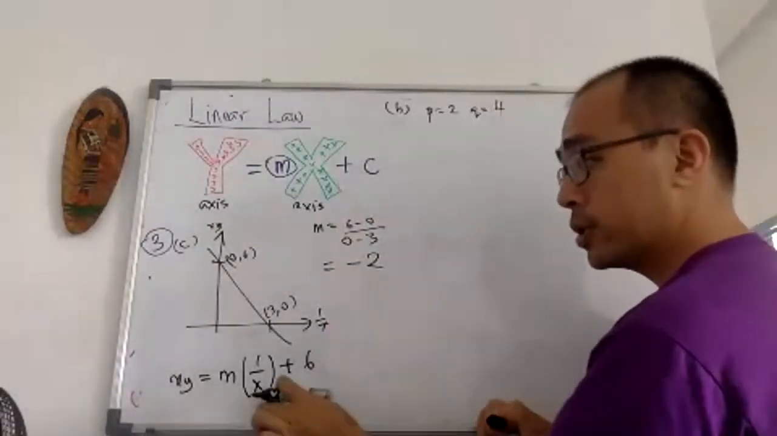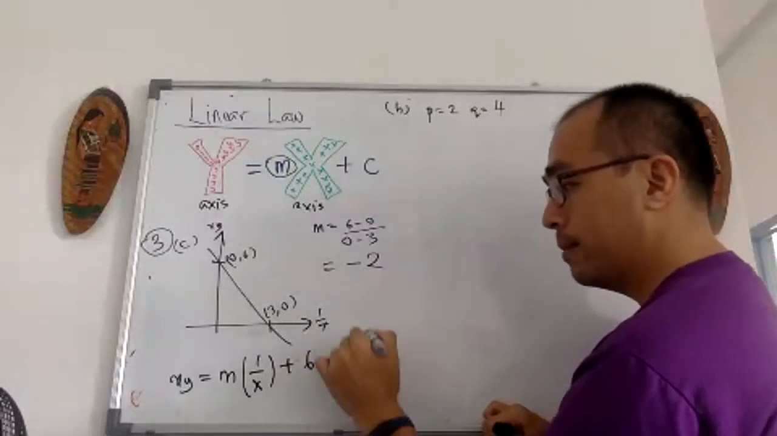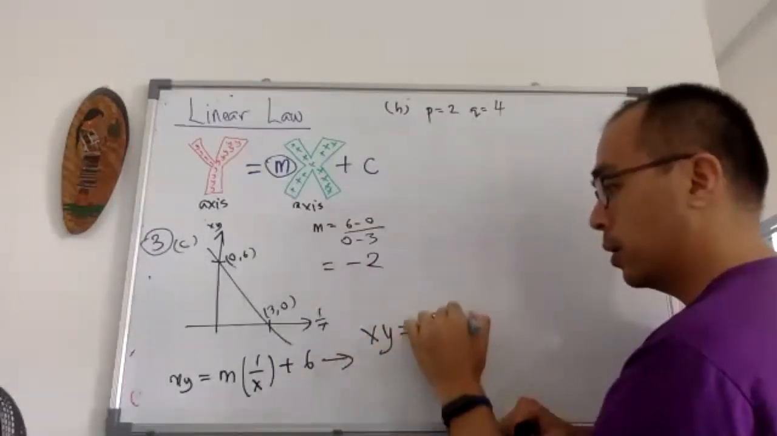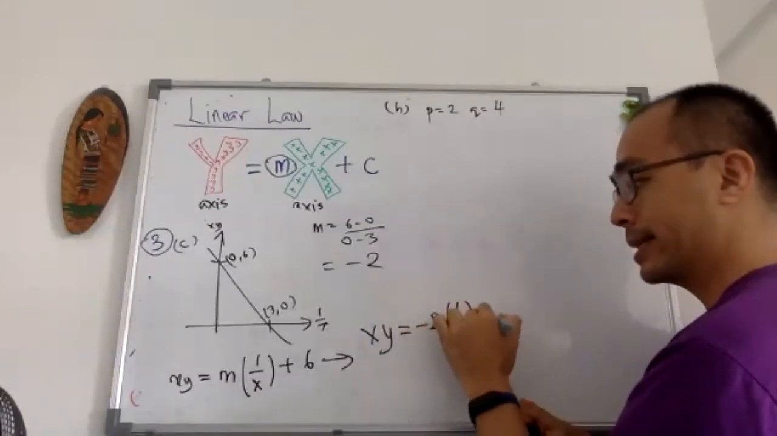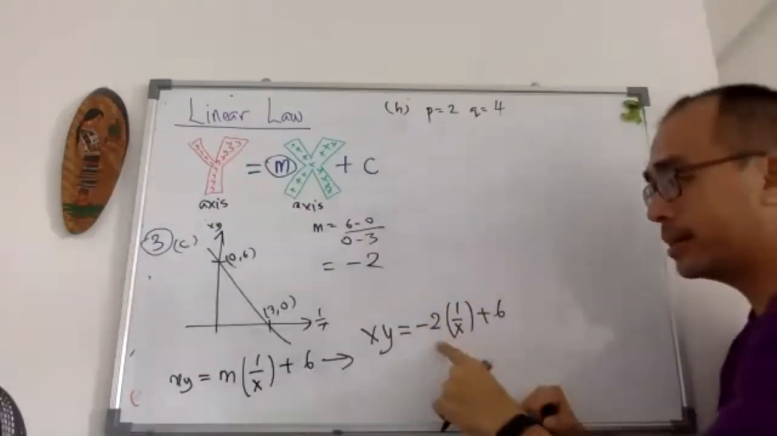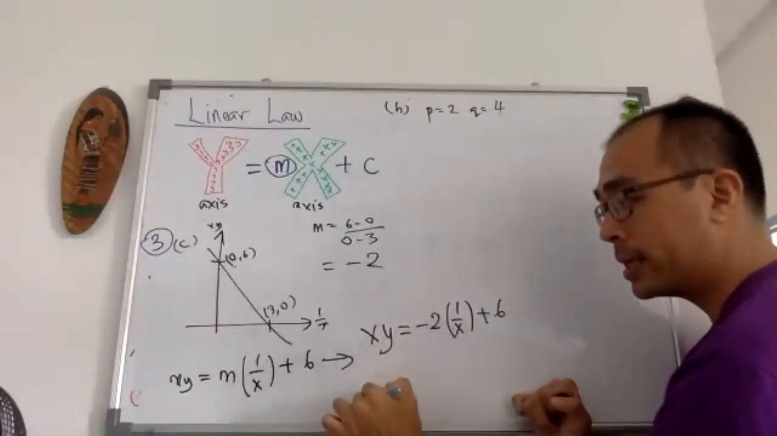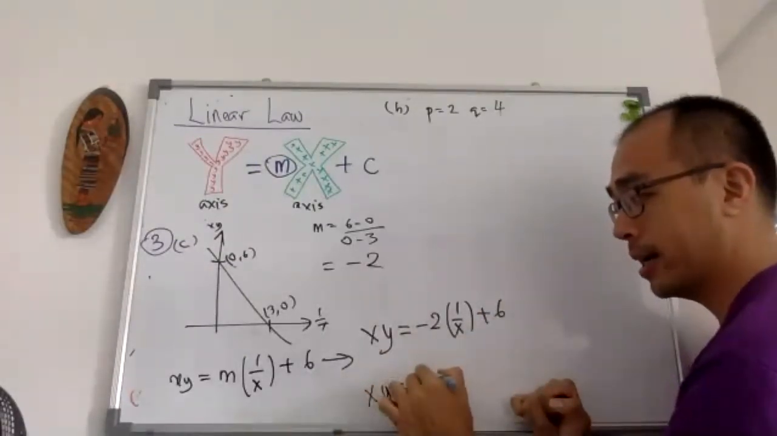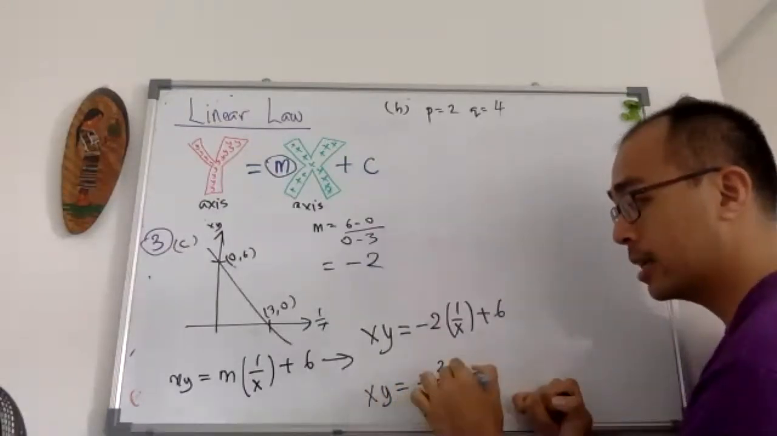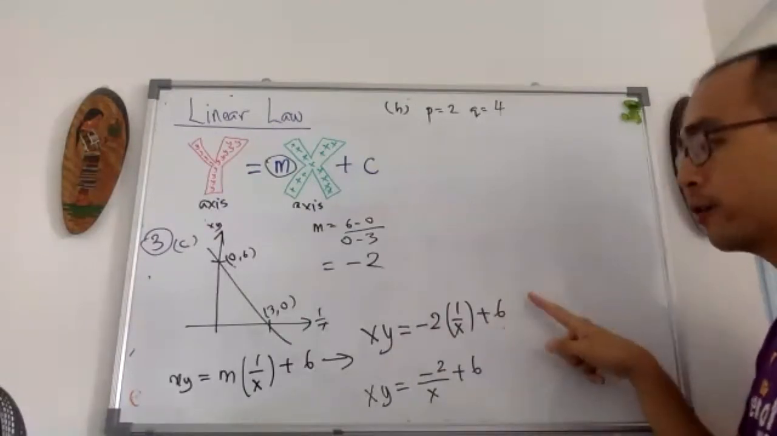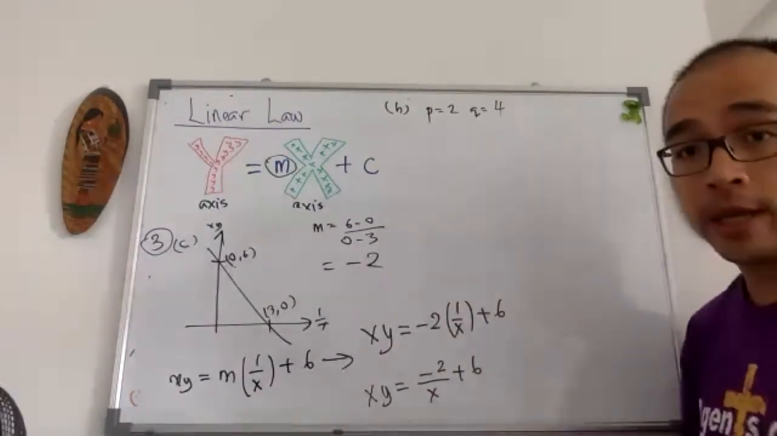So I can put this over here. So my equation will become xy equals to minus 2, 1 over x plus 6. And just now we learned that this one I can actually combine. Okay. Let me combine and see whether it will help us later. Minus 2 over x plus 6. Okay. Remember, you can go from here to here, you can go from here to here. It's the same thing. Okay.